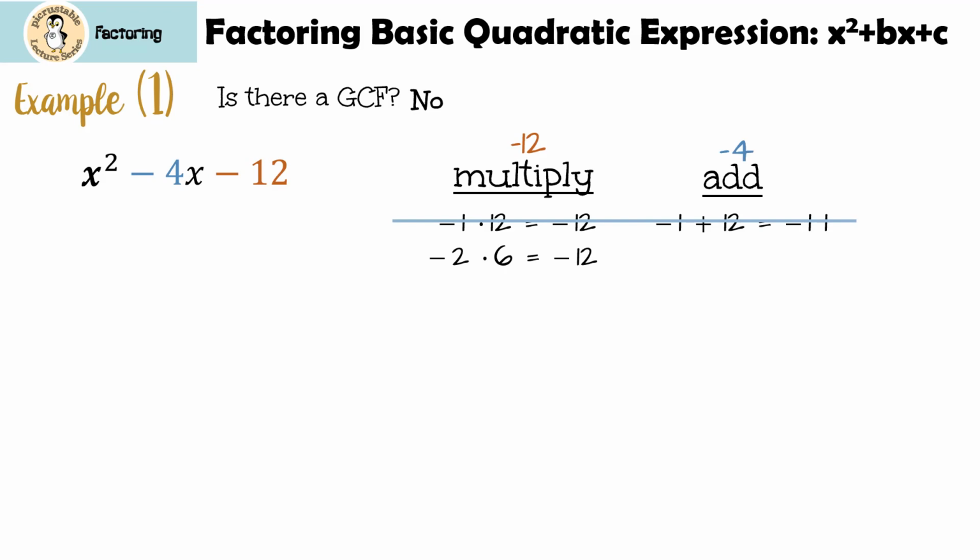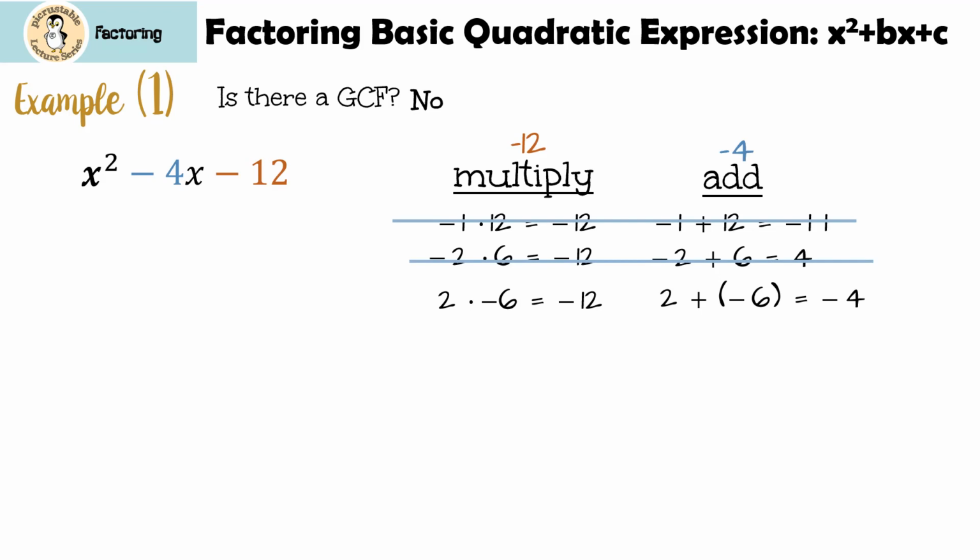Negative 2 times 6 is negative 12. Well, that works. Negative 2 plus 6 is 4. Not quite. But do you notice that we get a 4 and we're looking for a negative 4? How about we just change the signs? So in this case, we're going to take 2 times negative 6 equals negative 12. That satisfies the first one. Then 2 plus negative 6 equals negative 4. And that's what we want.